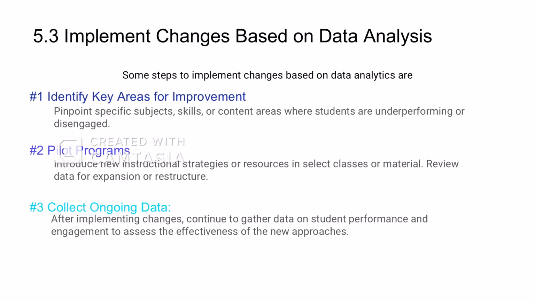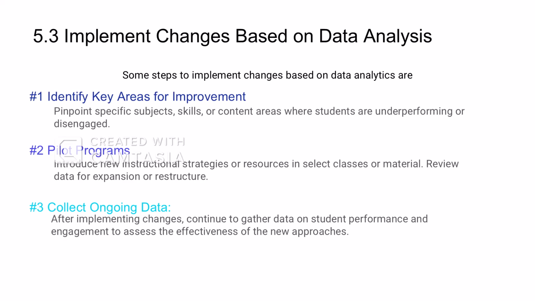Okay, now we're going to be reviewing 5.3, implement changes based on data analysis. So some steps to implement changes once you've identified those areas of risk are: identify the key areas for improvement. So pinpoint specific subjects, skills, or content areas where students are underperforming or disengaged. Then pilot programs. Introduce new instructional strategies or resources in select classes or material. Make sure that you're testing and that you're collecting data as you do that. And then review that data for expansion or restructure.